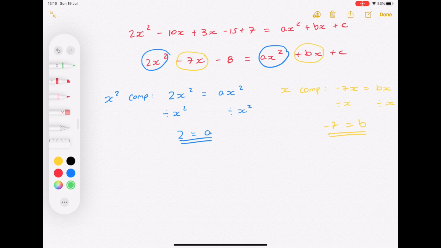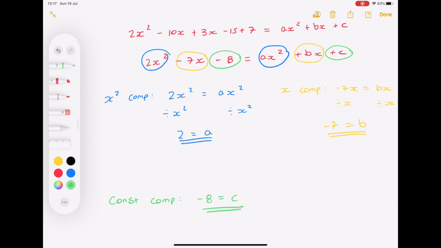And then lastly, our constants. So our constant comparison. In other words, fixed numbers, or terms which are just fixed numbers. Constants is what we call them. They don't have an x next to them, or an x squared, or an x cubed. Just a whole number. Well, could be a decimal technically, but yeah. So constant comparison. What do we have on the left? We have minus 8, and this must be equal to c. Otherwise, this equal sign is not valid. And so c must be equal to minus 8.